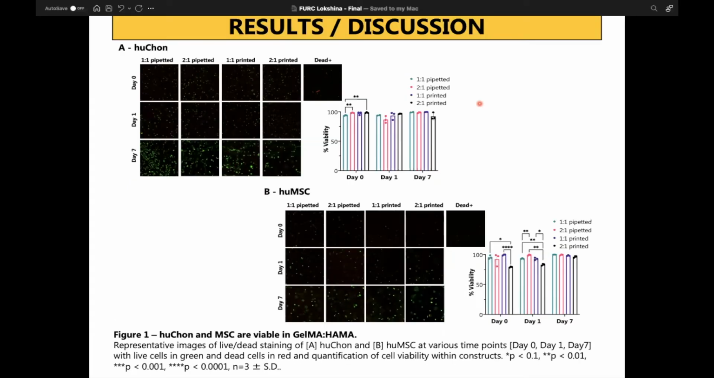Here you can see the results for the live-dead assay. On figure 1A, you can see human chondrocytes in various bioinks for days 0, 1, and 7, as well as the quantification of those results. Human MSCs are displayed similarly in figure 1B. Increasing viability of both human chondrocytes and MSCs is seen in both bioinks, peaking at around 100% by day 7. Moreover, the starting viabilities are no less than 80%, which indicates that bioinks, bioprinting methods, and cross-linking methods were biocompatible.